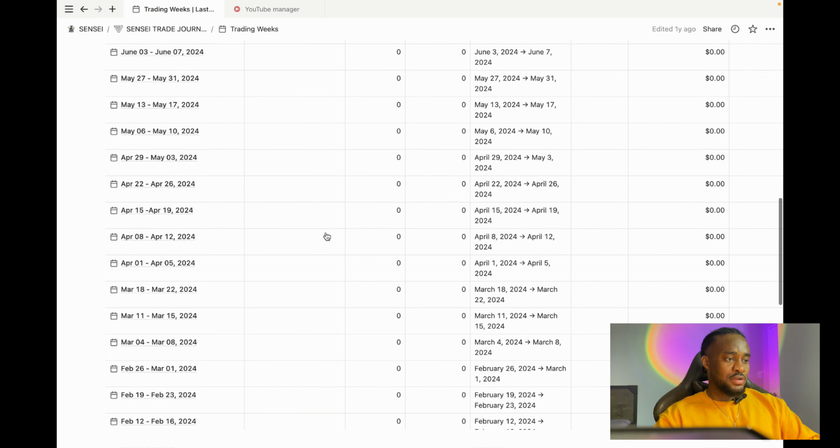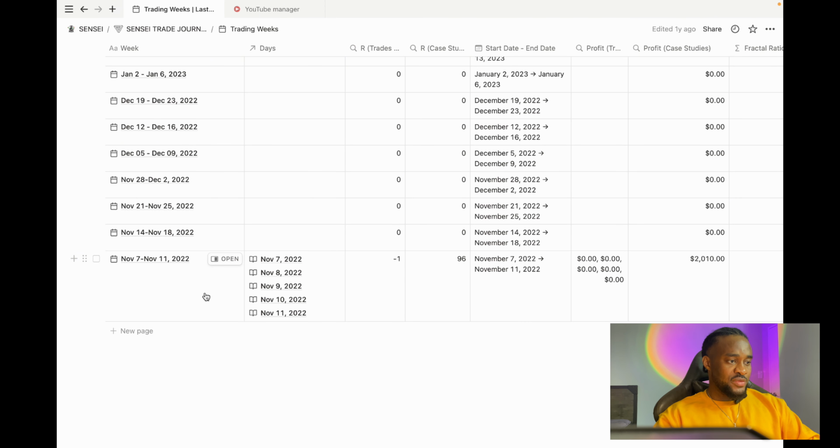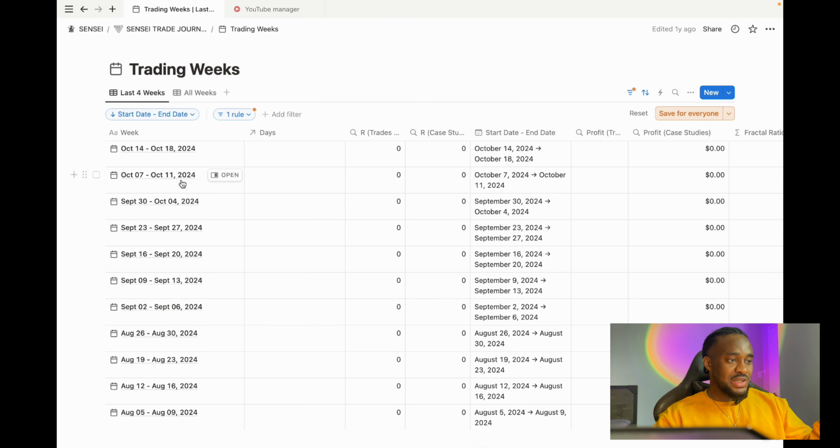2 years, okay, so now we have more data all the way down to 2022. I started using this journal, this template, in November 2022, so that's why you see November 2022, which is the start. That's when I started using this particular template. Before then I had 2 other templates that I was using, but this I started using in November 2022. So this is where we are right now.